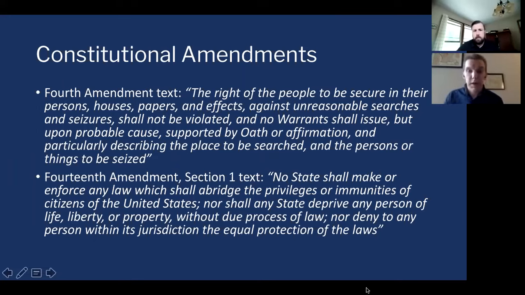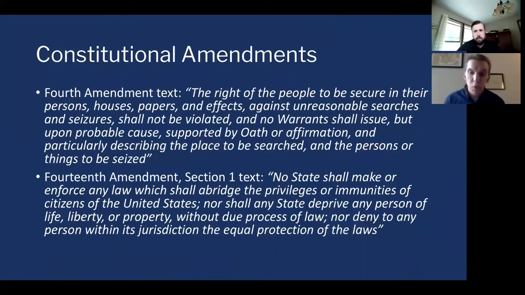So the Fourth Amendment states that the right of the people to be secure in their persons, houses, papers, and effects against unreasonable searches and seizures shall not be violated, and no warrant shall issue but upon probable cause, supported by oath or affirmation, and particularly describing the place to be searched and the persons or things to be seized. So the important thing to keep in mind here is that the Fourth Amendment, as originally created, was only meant to apply to the federal government. It did not apply to the state governments.